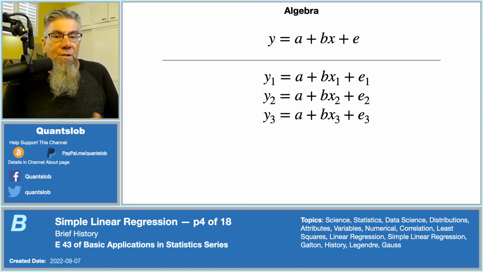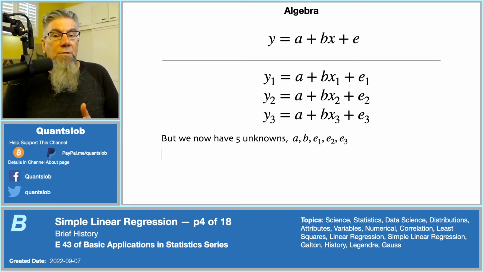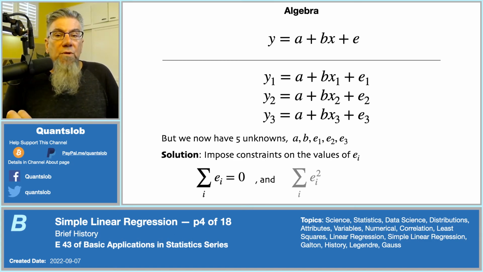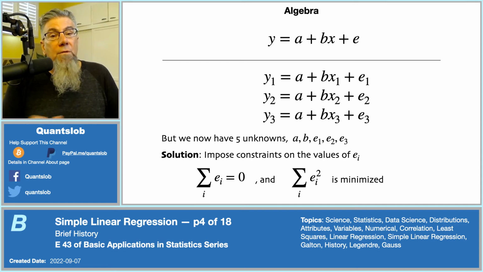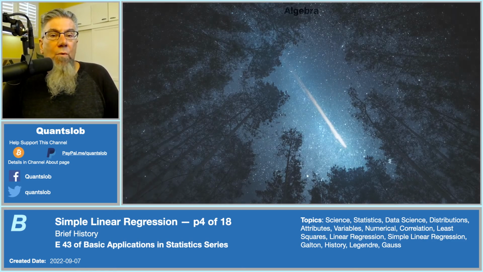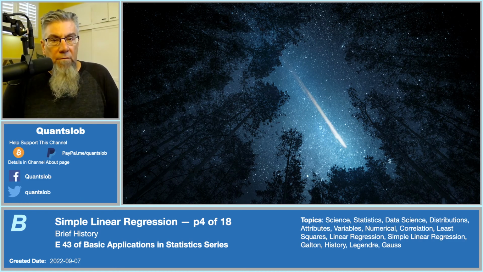However, here in this example, we now have 5 unknowns and still only 3 equations. And again, this is not a problem. We can impose some constraints on these residuals. We can require that they all sum to 0, and we can require that the sum of their squares be at a minimum. A and B now are our least squares solution, our regression solution. And it is this method that was employed a little over 200 years ago that marks the discovery of least squares regression, or the method of least squares.